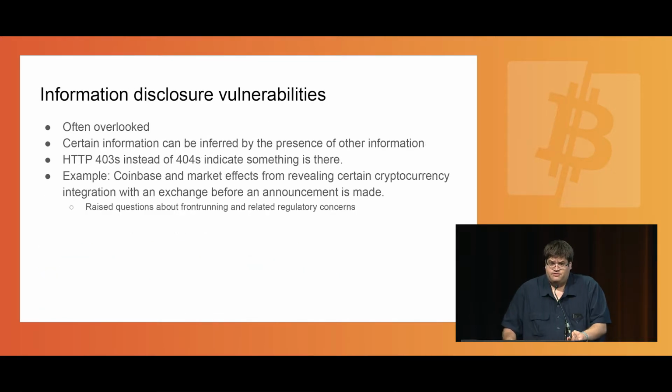A fun one that people often overlook is information disclosure vulnerabilities. This one is quite simple, but do not tell users things that they shouldn't know. The most common case is getting an HTTP 403 Forbidden error when you should be getting a 404 Not Found. If you know it's not found, then you know it's there, even if you're forbidden from accessing it, and this can leak a lot of data. So don't do it.